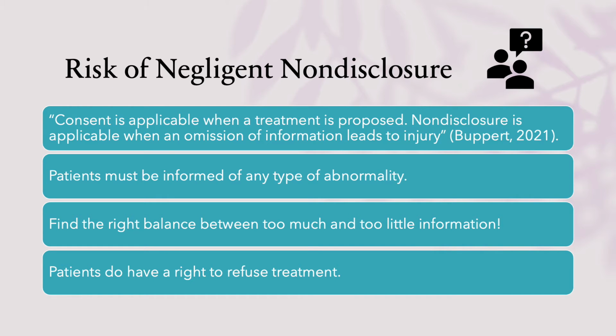It is very important to distinguish between not giving correct informed consent and negligent non-disclosure. Basically, the difference is consent is applicable when a treatment is proposed, whereas non-disclosure is applicable when an omission of information leads to injury. For example, a couple sued a practice because they were not given information on their genetic testing results. Later, their child ended up being born with a genetic abnormality that they should have been informed about during the testing process. They sued for informed consent. However, the court ruled that this was actually negligent non-disclosure because they were not given information, which led to harm later on. Patients must be informed of any type of abnormality.